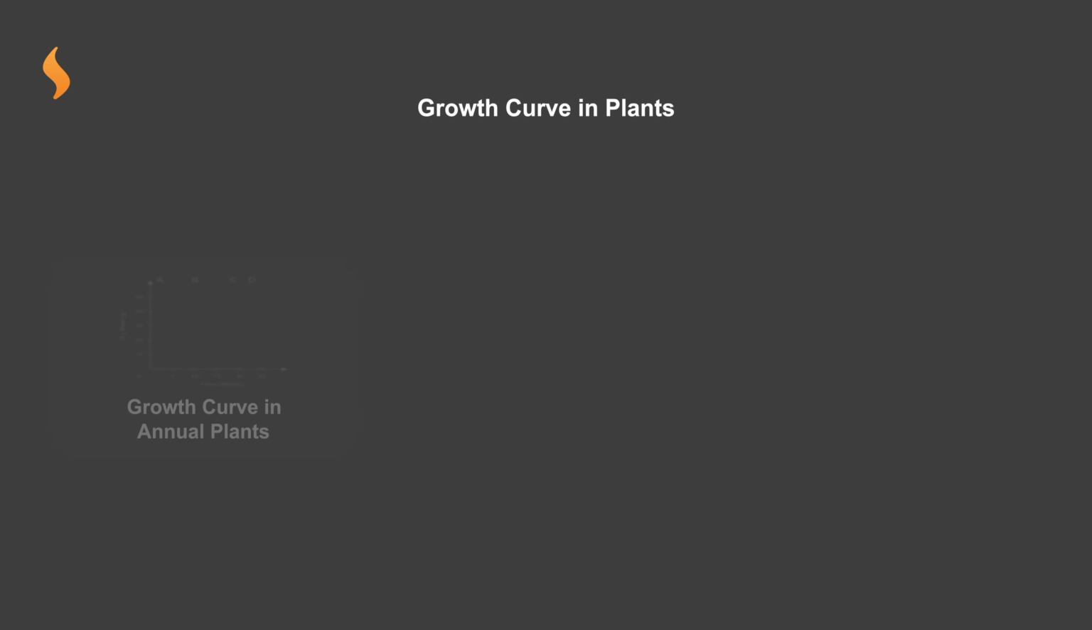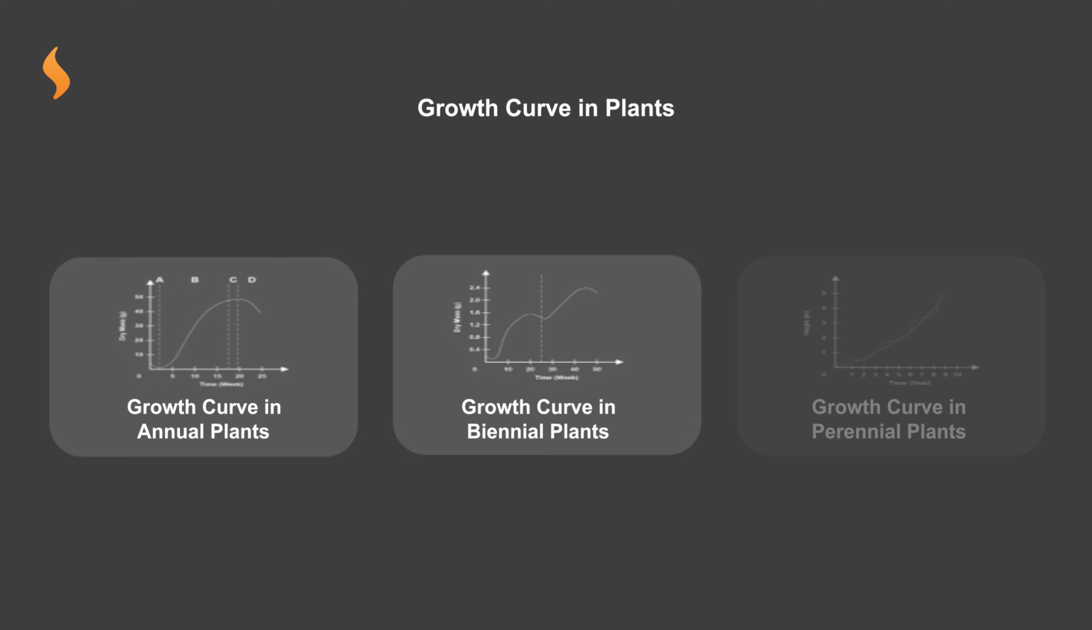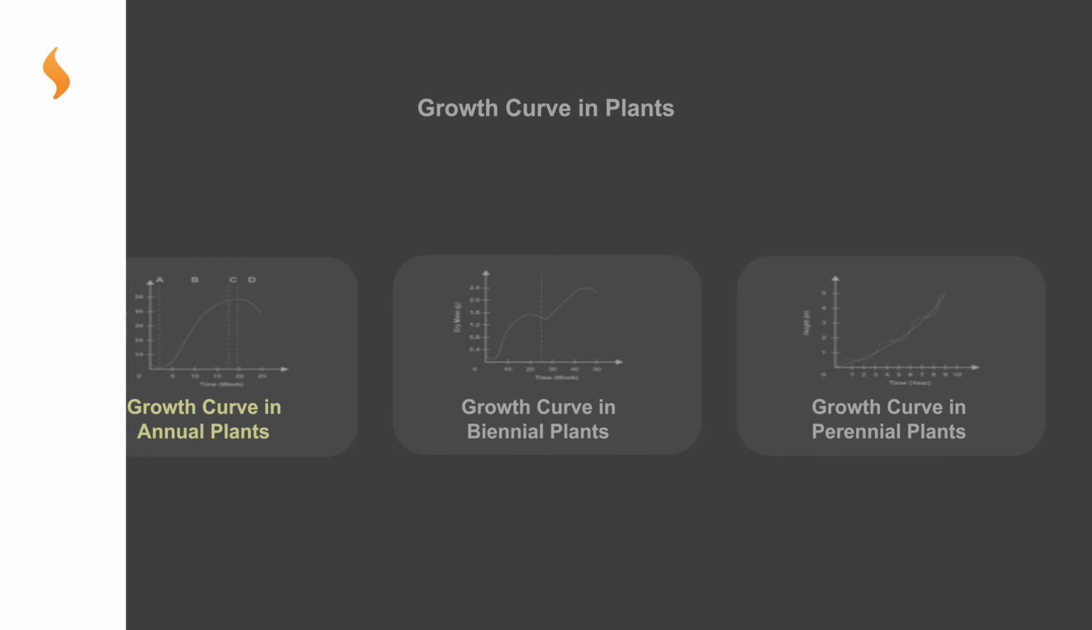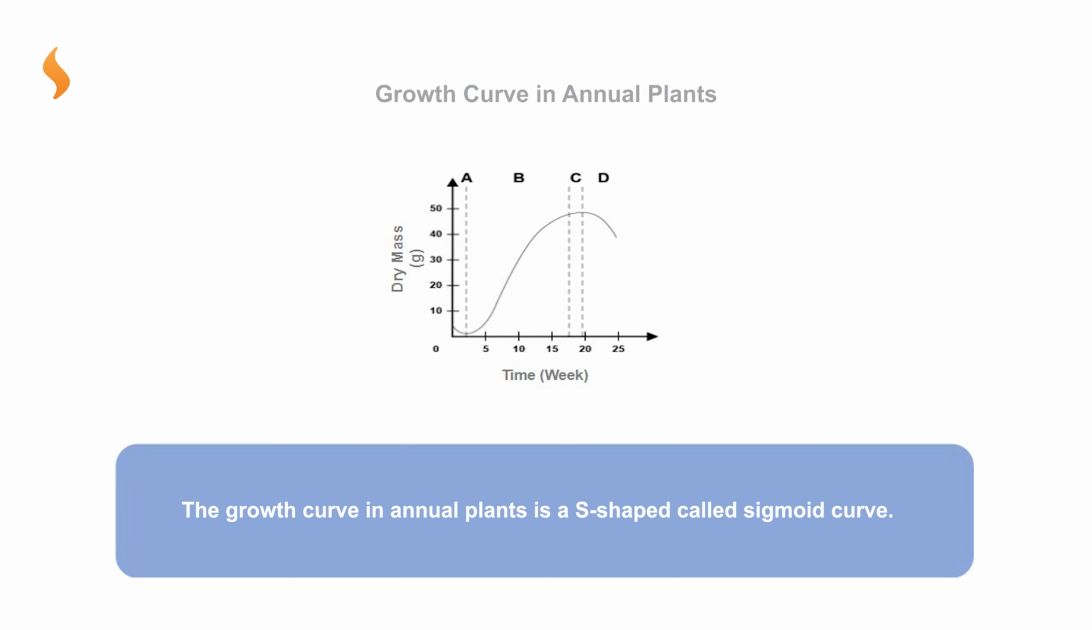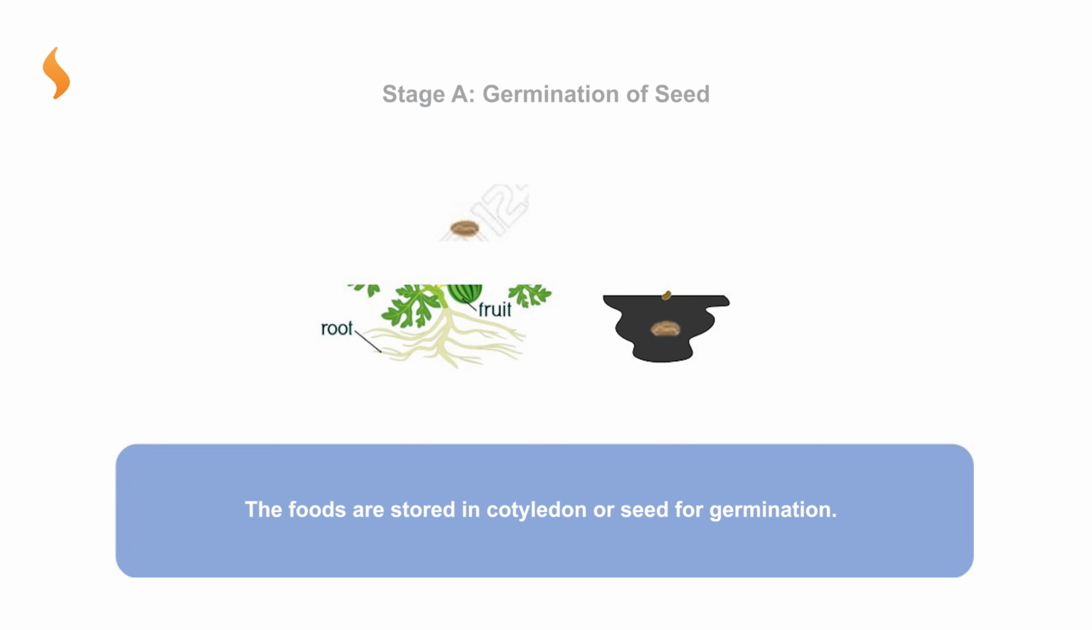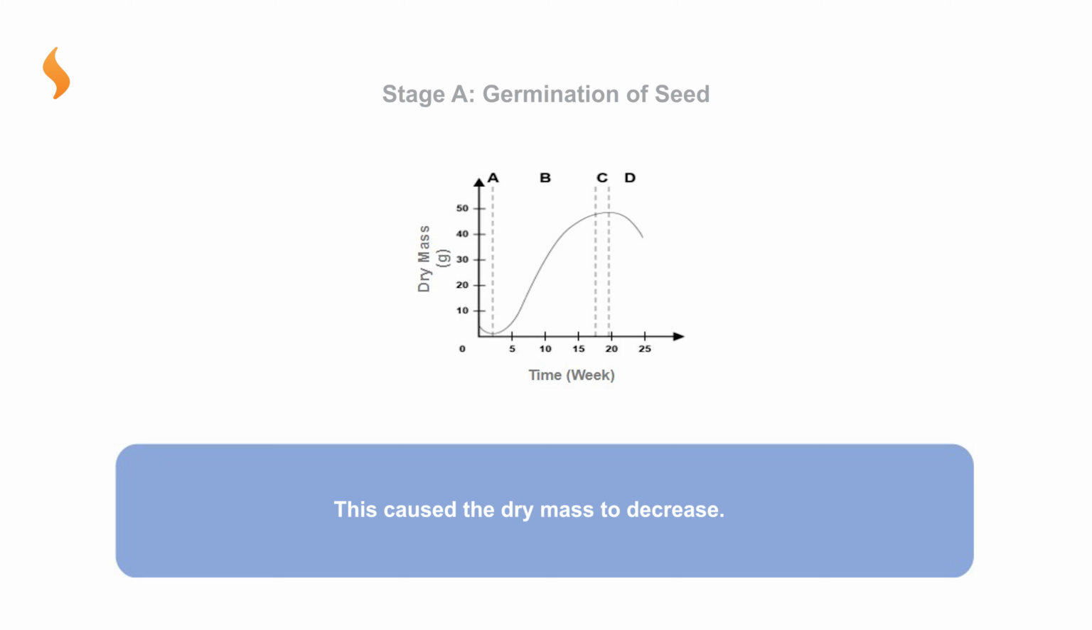These are the growth curves in annual, biennial, and perennial plants. Firstly, we will look into the growth curve in annual plants. The growth curve in annual plants is S-shaped, called the sigmoid curve. Stage A is germination of seed. The foods are stored in the cotyledon or seed for germination. This causes the dry mass to decrease. The growth rate is slow in this stage.